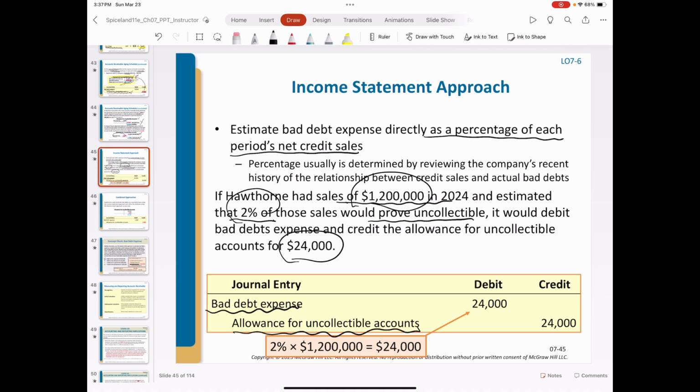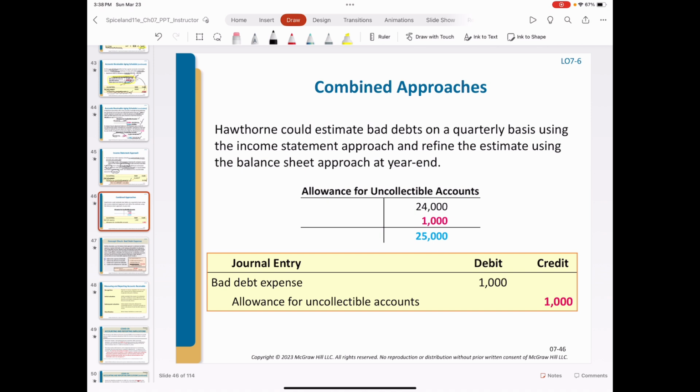This is different from the balance sheet method, which determines the ending balance of allowance for doubtful accounts, or allowance for uncollectible accounts. The income statement approach provides a direct amount of adjustments. Also, the textbook provides a combined approach for both balance sheet and income statement methods. You can take a look by yourselves.